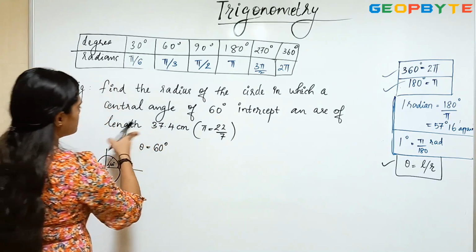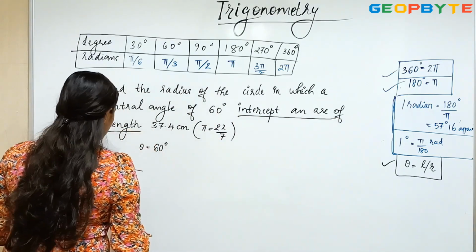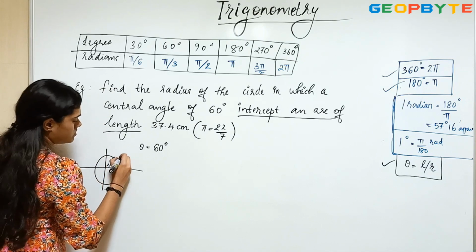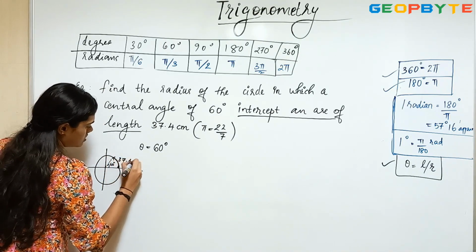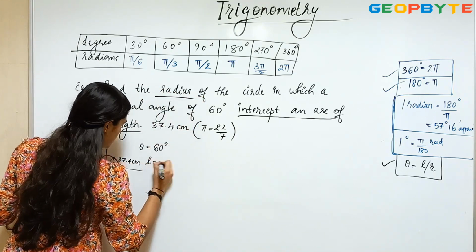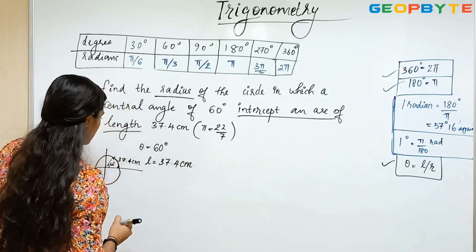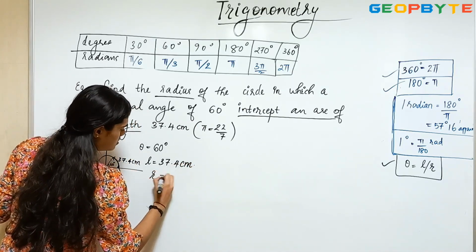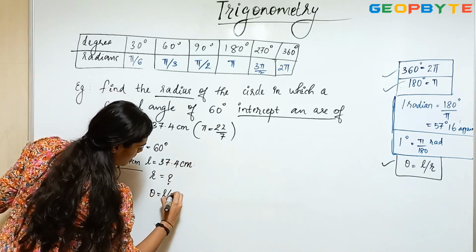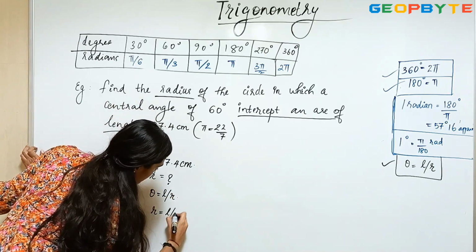Now what is my length? It's an intercept of an arc of length. So this is my arc length, which they have given, 37.4 centimeter. They have asked us to find out the radius. So L is equal to 37.4 centimeter. What would be the R? But we know what the formula is: theta equal to L by R, or R equal to L by theta.